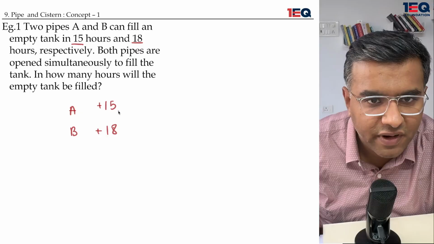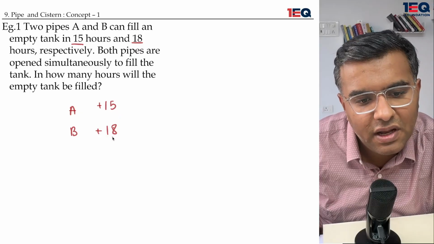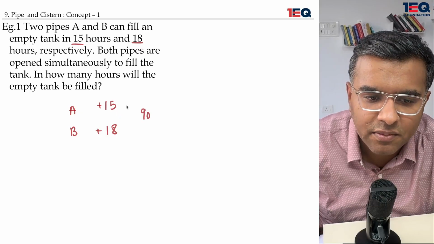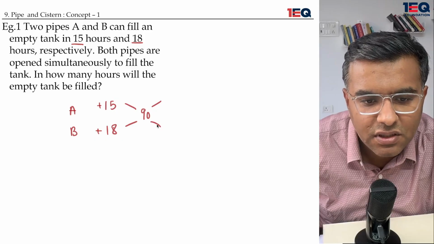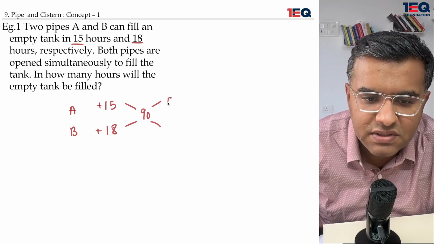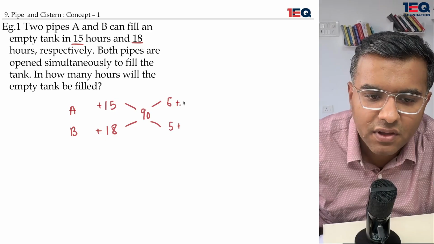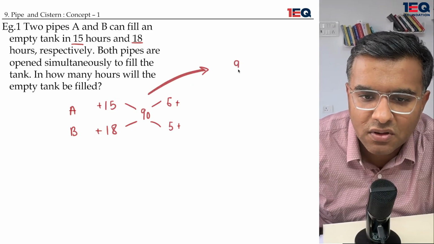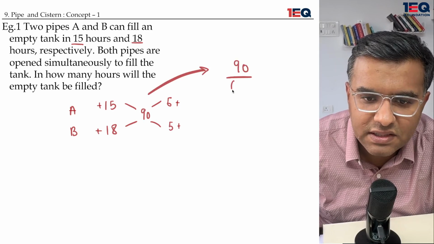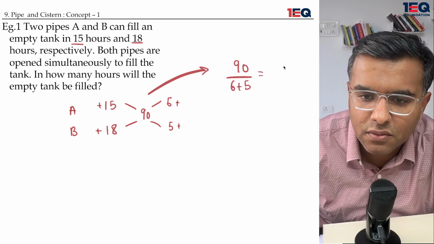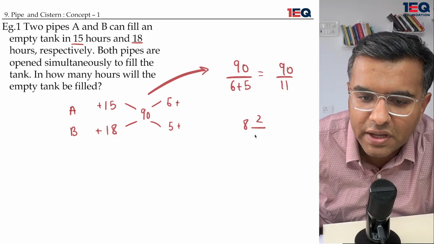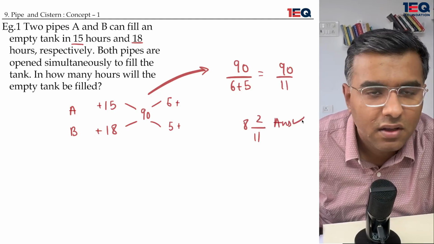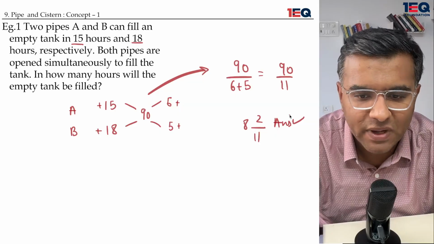Together, we have to find the LCM of 15 and 18. I think 90 is the LCM, because 15 times 6 is 90 and 18 times 5 is 90. So this is going to be plus 6 and this is going to be plus 5. My total work is 90, and 6 plus 5 is 11, so 90 upon 11, which is 8 2/11, is my answer.